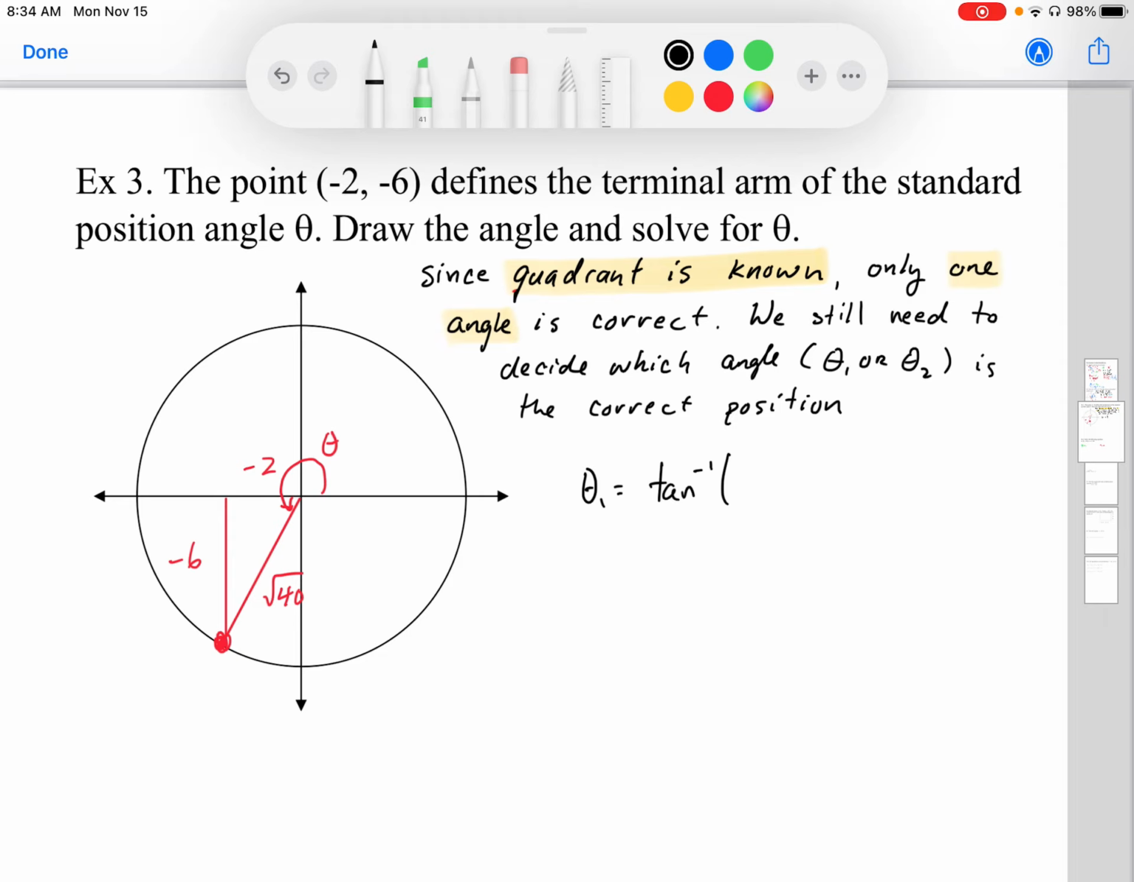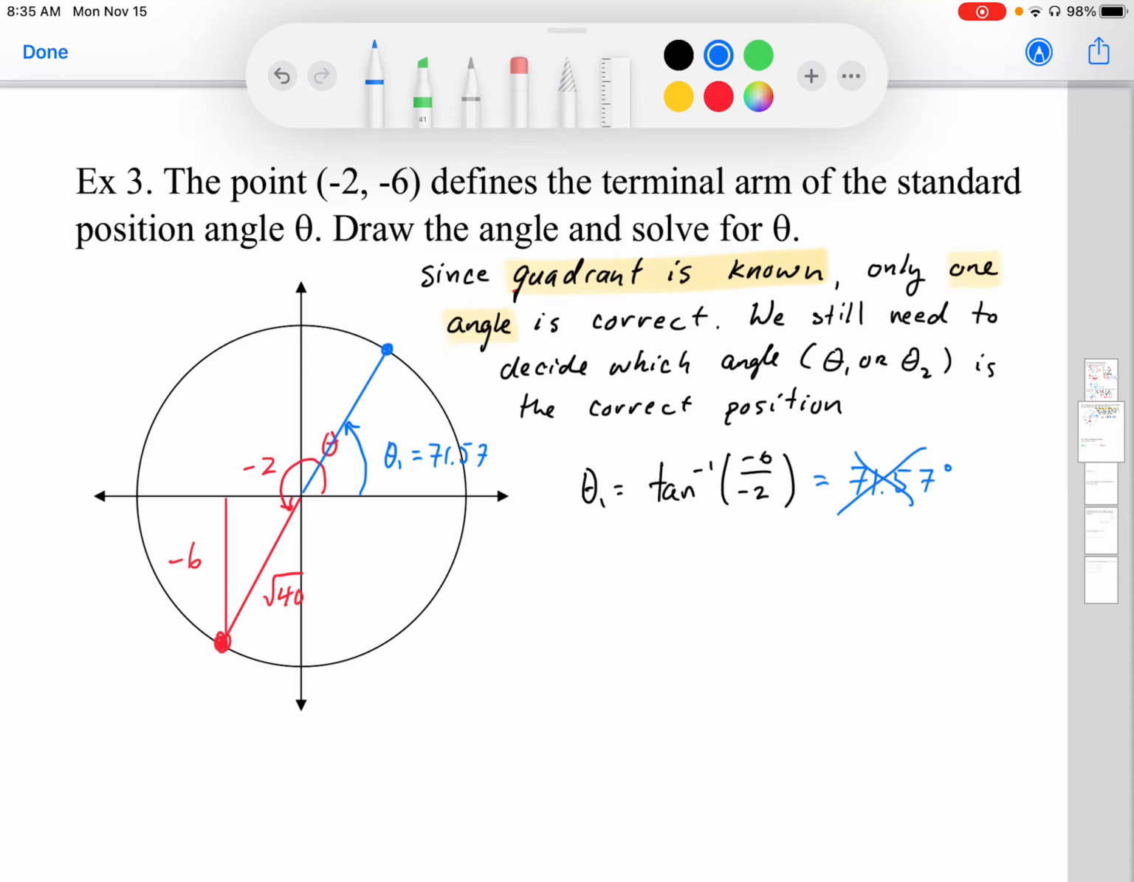So I'm going to do an inverse tan, and the slope is negative 6 over negative 2, or basically inverse tan of 3. And that gives me an angle of 71.565, so I'm going to round that to 71.57 degrees. Now that angle is in the wrong quadrant. It is over here. That angle is our theta 1 angle. That's clearly the wrong position. Okay, so this is not the one we're looking for.